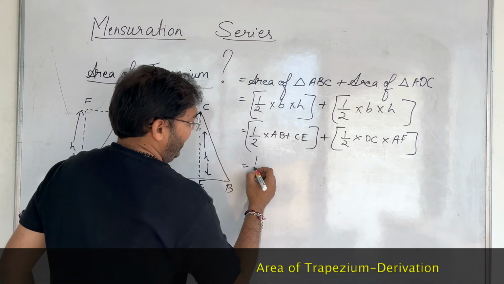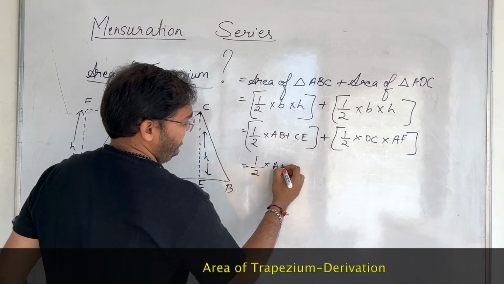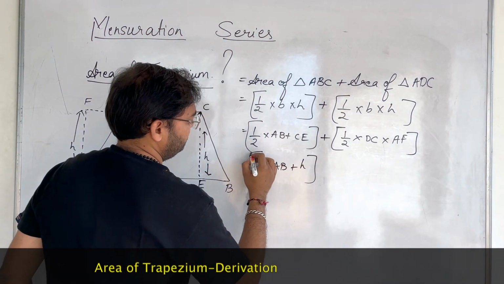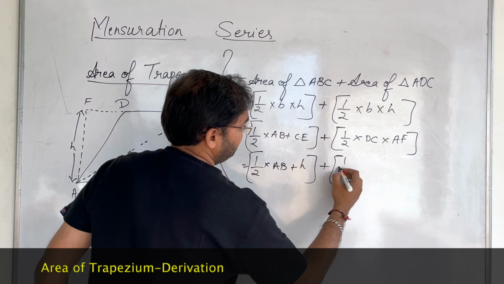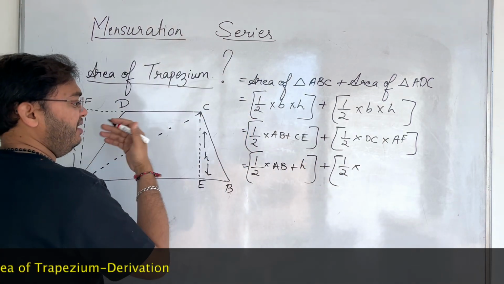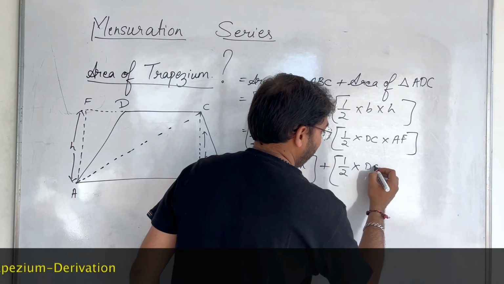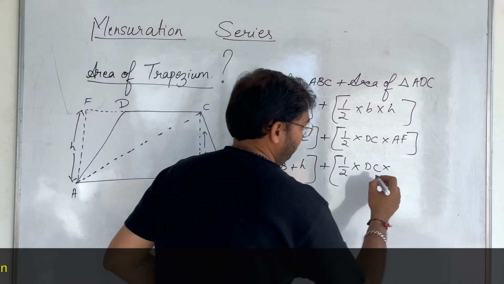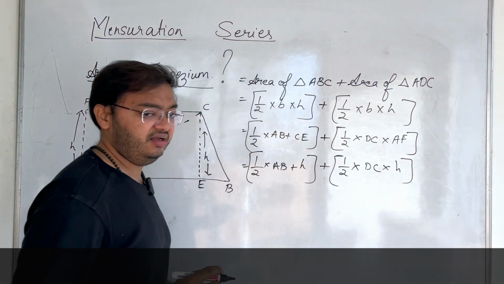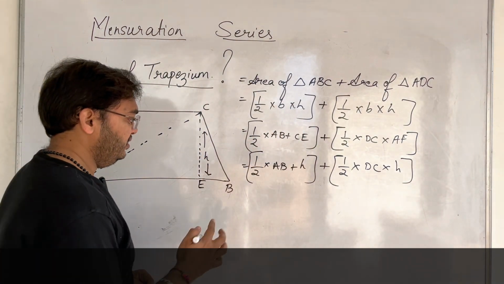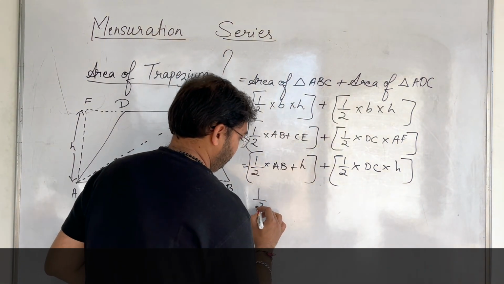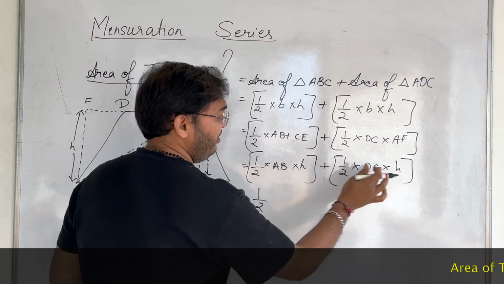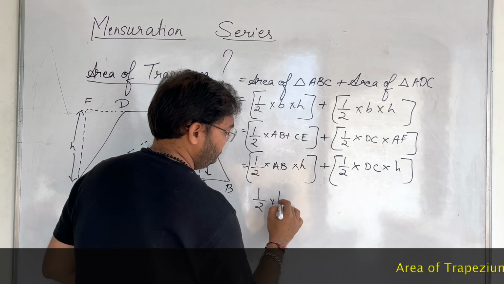Now, half into base, which remains AB, CE is my height now, plus half remains half, DC is my base, so let me write DC only. Now AF is my height, so I write it over here, height. Now if I take the things common, then half is half only over here. Then the same way heights are the same, so I take the height also outside.